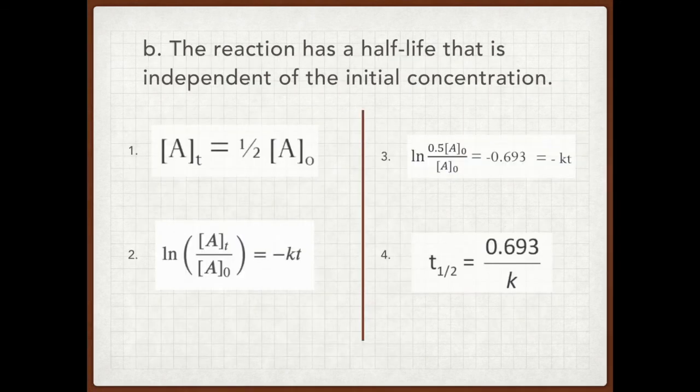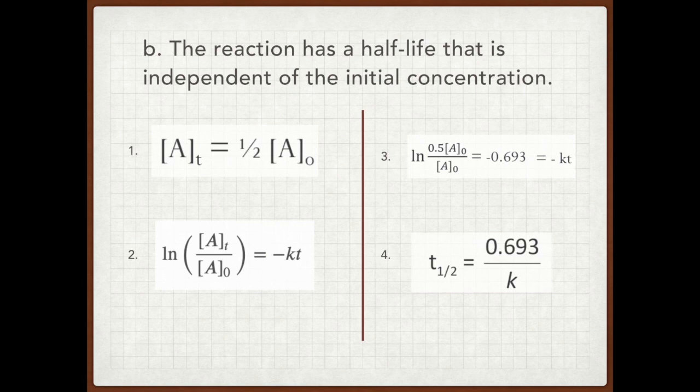Next, let's examine what the order of reaction would be if the observation is that the reaction has a half-life that is independent of the initial concentration. Half-life is a measurement of how long it takes for half of the sample to react. In the first equation, [A]t is equal to half of [A]0, where [A]0 is the original concentration and we are trying to find how long it takes, indicated as t, for the concentration to reach half of the original [A]0.